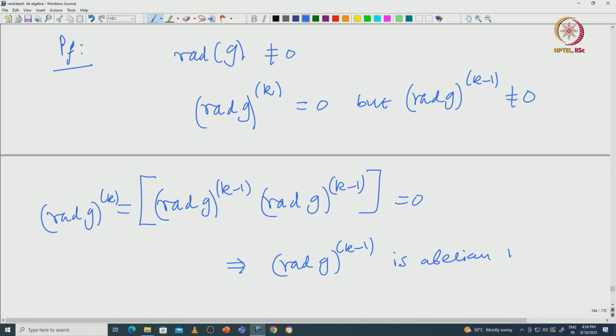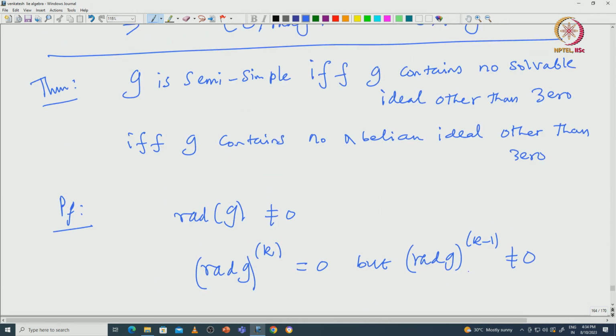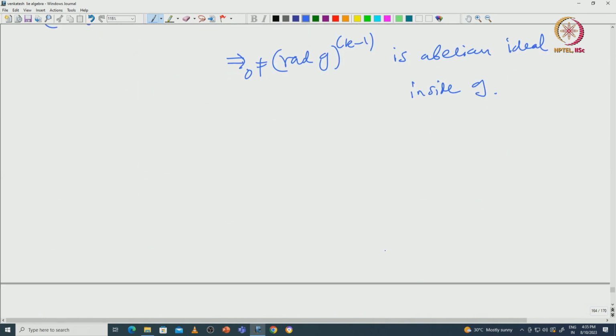Okay. Ideal inside G. So, that means G cannot be semi-simple. So, that proves that G is semi-simple if and only if G contains no abelian ideal other than 0. Okay, later we will actually use such an important characterization to understand more about semi-simple algebras.